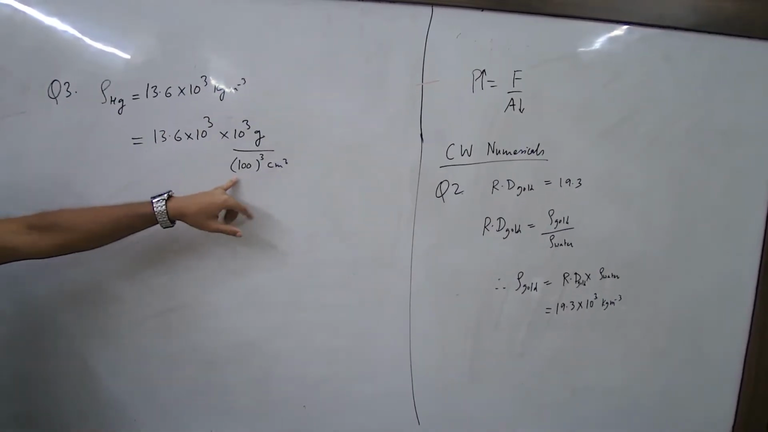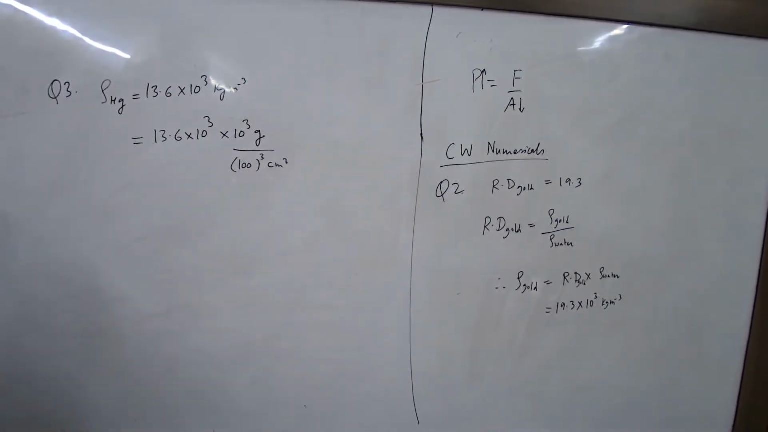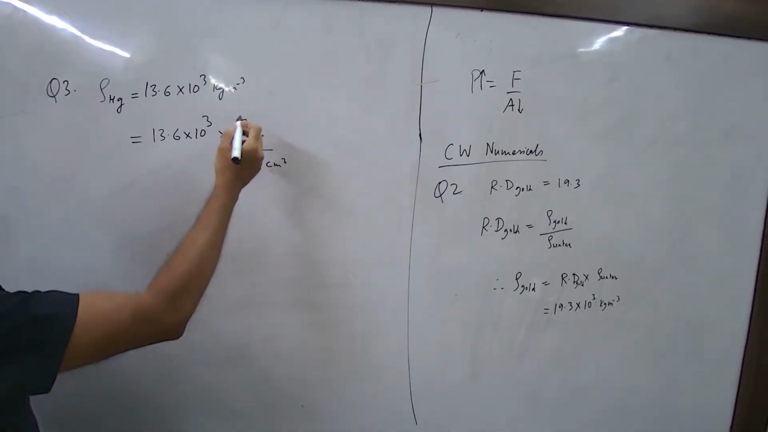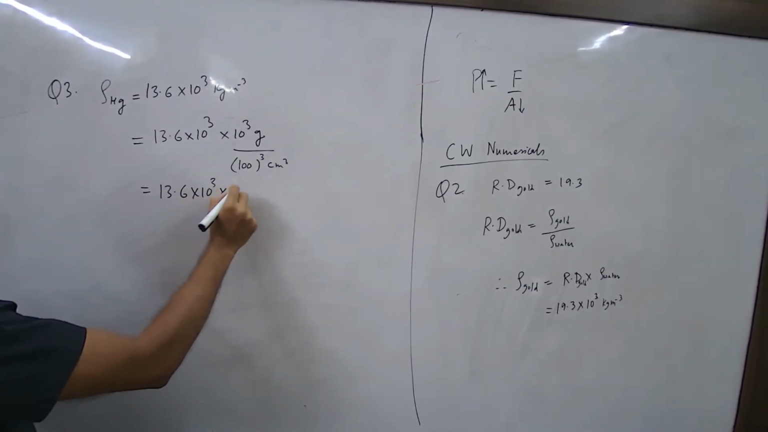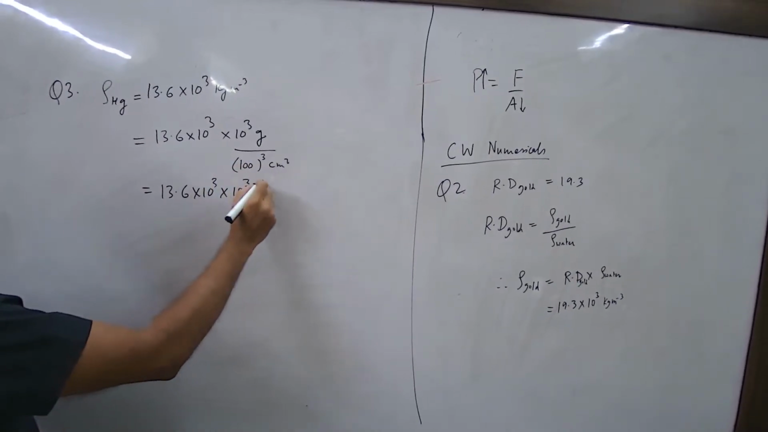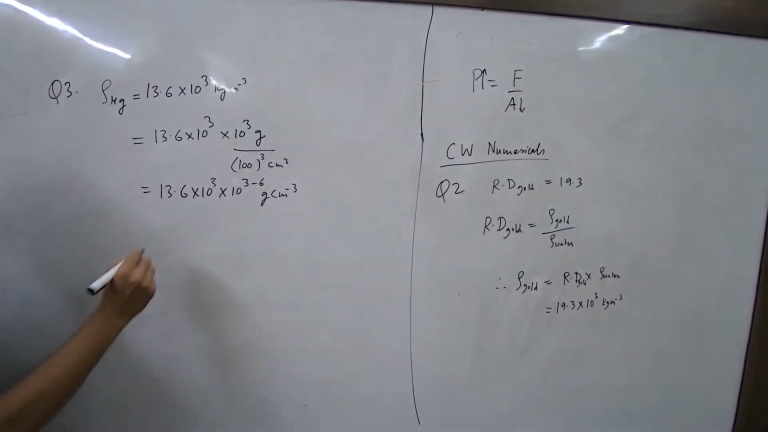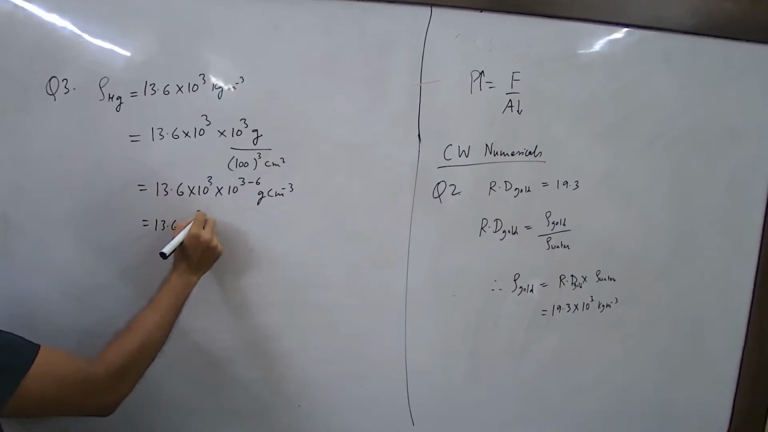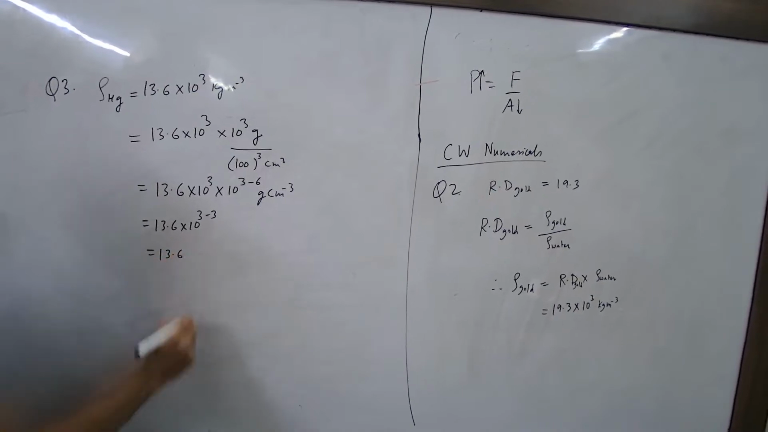The meter cube comes down as 100 cube, centimeter cube, it is written like this. Okay? Right, how much is this? So this is 10 raised to 6. So this is 10 raised to 3 minus 6, and it will come in grams per centimeter cube. So 3 minus 6 will be 13.6 into 10 raised to minus 3. This is just 13.6.